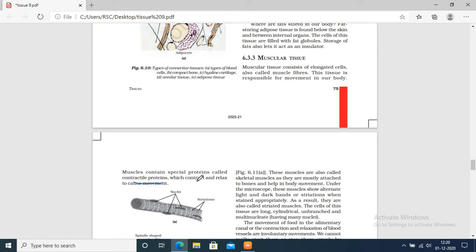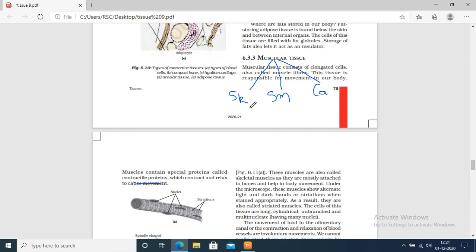So like when you move your hands, your muscles are in a relaxed position. When you contract them, when you fold them, the muscles get contracted. How is this possible? Because of the contractile protein present in your muscles, which helps in the relaxation and contraction of the muscles. Okay, this muscular tissue is of three types: skeletal muscle, then we have smooth muscle, and then cardiac muscles. So let's understand all the three types here.